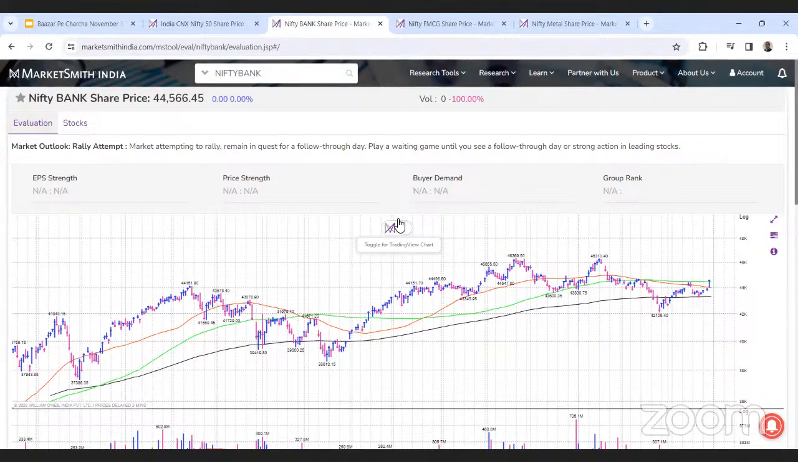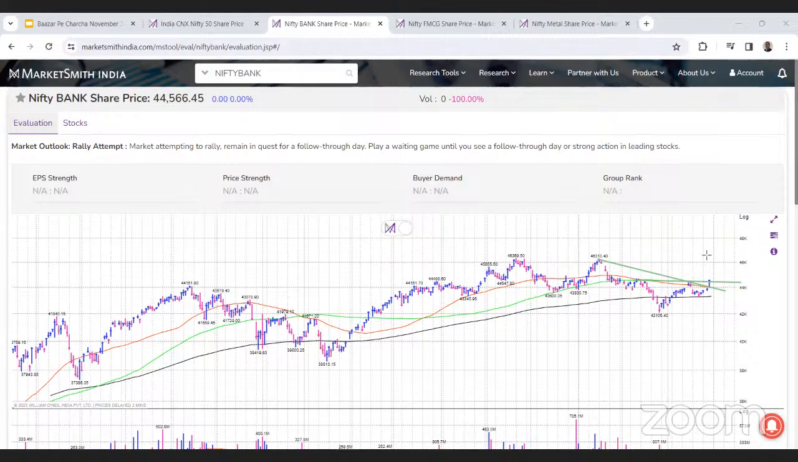But the last 2 days' action is quite interesting. It has already given a downward sloping trend line breakout. Let me draw this trend line. See, if I draw it, the trend line breakout is there. And if I draw this resistance area, this is the resistance area of 44,500 to 44,700. Today it tried to cross but didn't hold at the higher level. So maybe things are changing in Bank Nifty also.